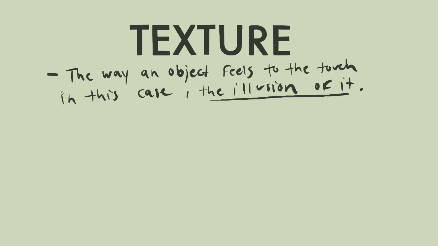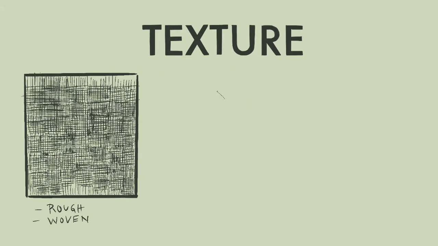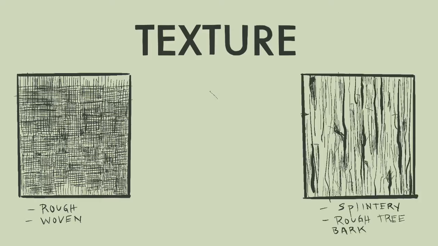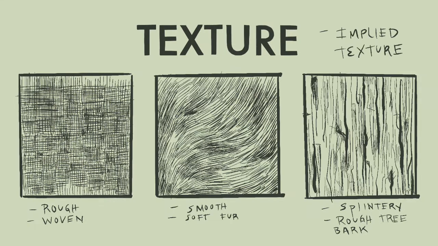Texture is the way an object feels to the touch, but in this case, it is the illusion of it. Examples of texture can be woven or rough. You can draw this texture on clothes, let's say, splintery like rough tree bark, or a smooth, soft, fur-like texture you can use on animals.